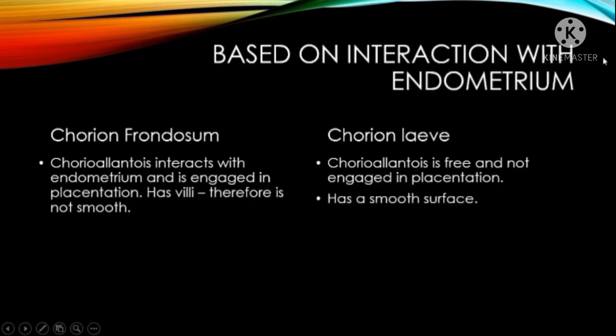The second classification is based on interaction with the endometrium. First is the chorion frondosum. In chorion frondosum, the chorioallantois interacts with the endometrium and is engaged in placentation. It has villi, therefore it does not have a smooth surface. Second is the chorion laeve, which is very different from chorion frondosum because the chorioallantois is free. It does not interact with the endometrium and is not engaged in placentation. Because of this, it has a smooth surface.